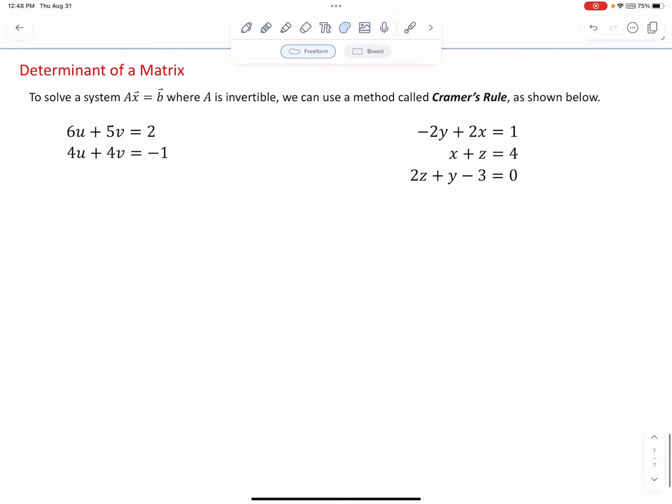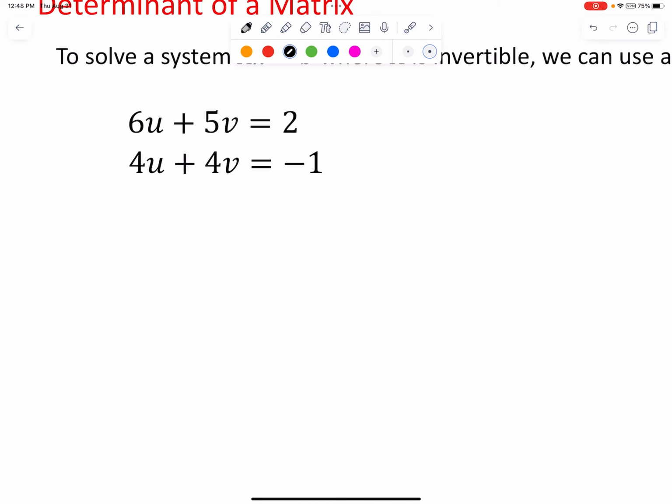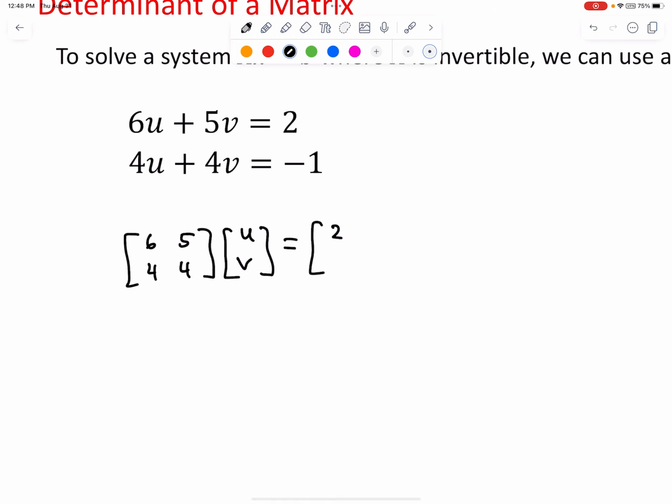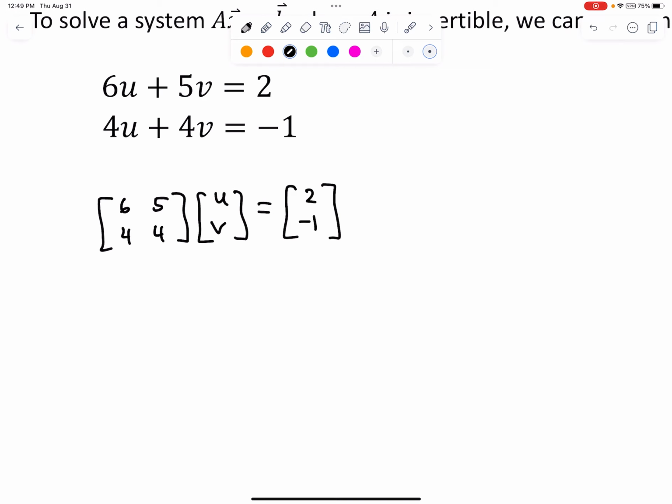And then our final slide. To solve a system AX equals B, where the coefficient matrix A is invertible, we can use a method called Cramer's rule, as shown below. Okay, let's convert this system to matrix form. The coefficients of U and V in the first equation are 6 and 5, and the second equation are 4 and 4. This would be multiplied by the variable vector of UV and set equal to the constant vector of 2, -1.